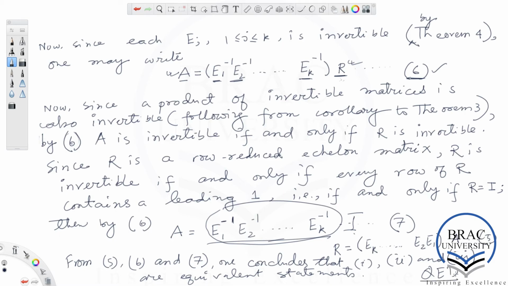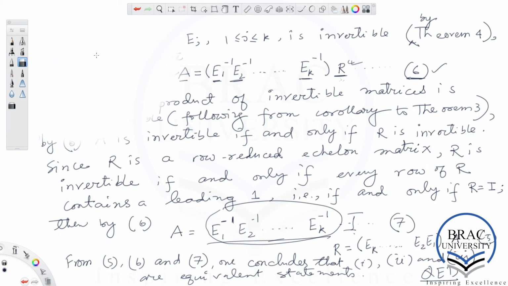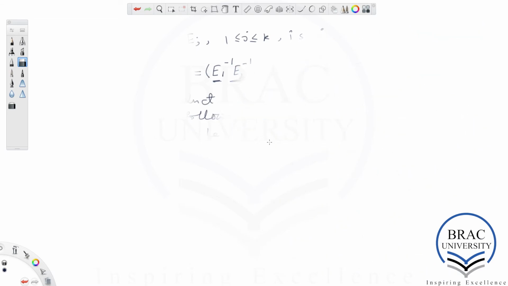Okay, now an important corollary to Theorem 5, which we call Corollary 1 to Theorem 5. Let me state it, then I will prove it. Corollary 1 to Theorem 5.